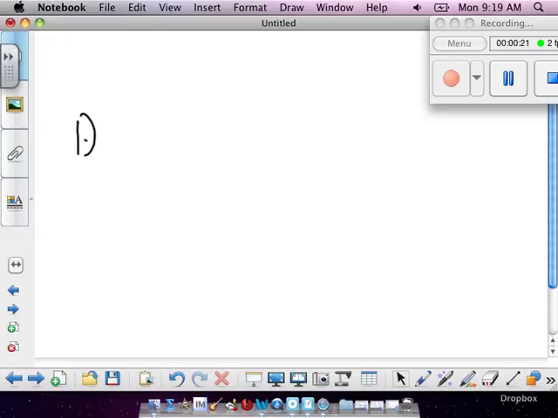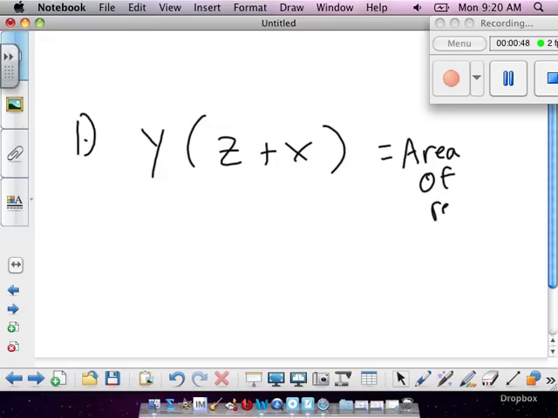So what would the height be? If I make a huge rectangle, what's the height of that rectangle? Y. Okay. And what's the base if I add z plus x? And we know that transfers to the area of a rectangle. And we've talked in the past that's like length times width. Right? We're just labeling, we're saying the length or the width is w, the length is x plus z. All right.